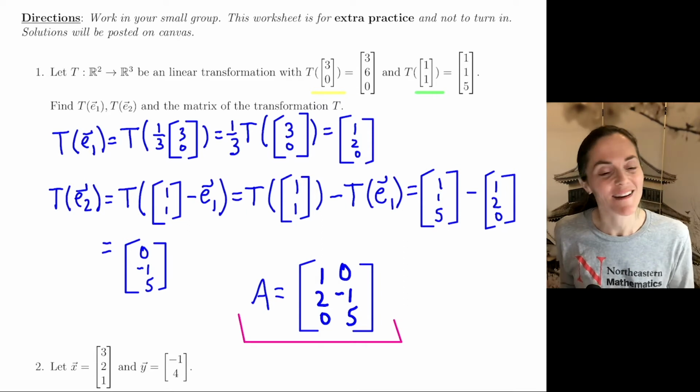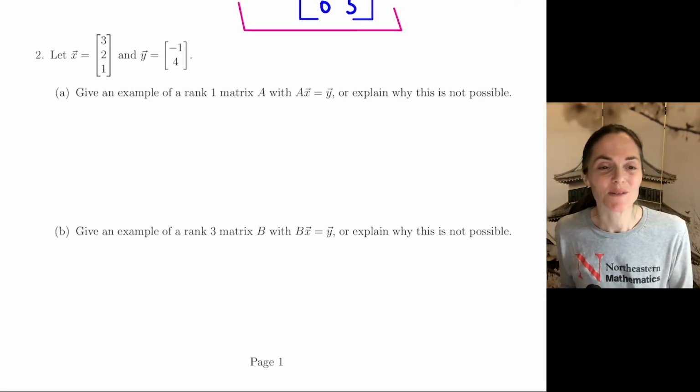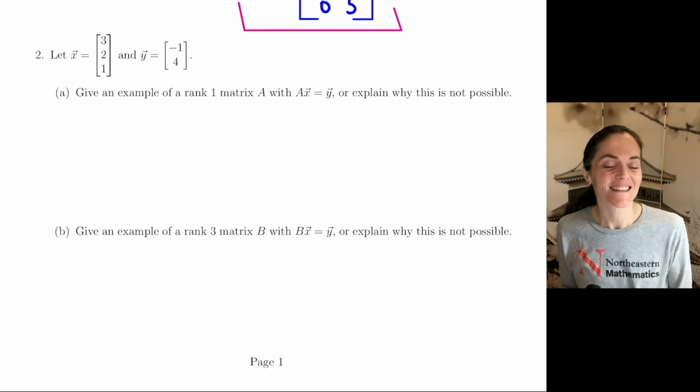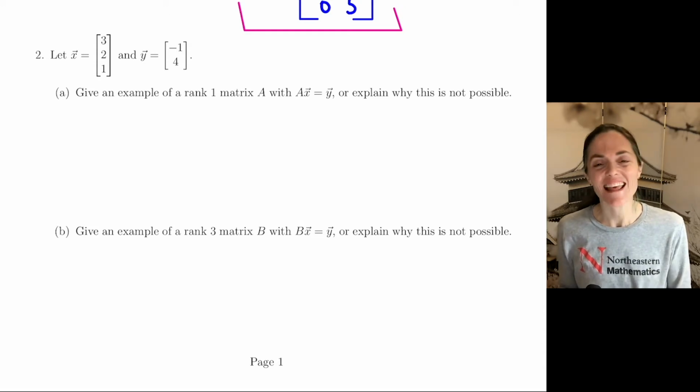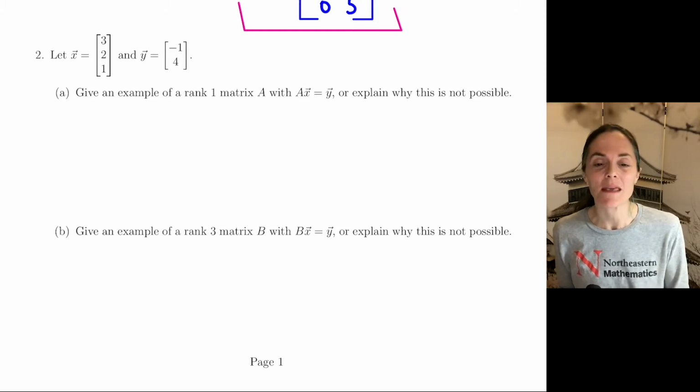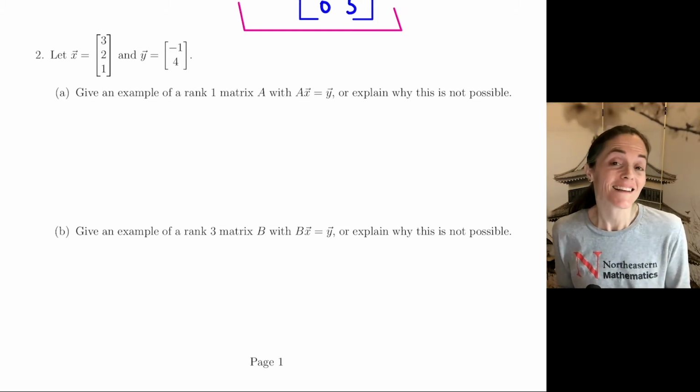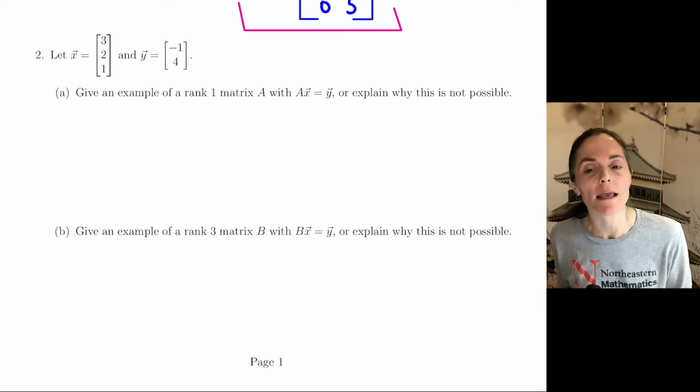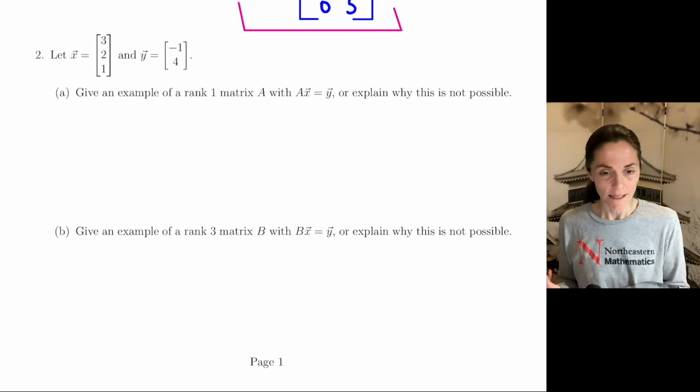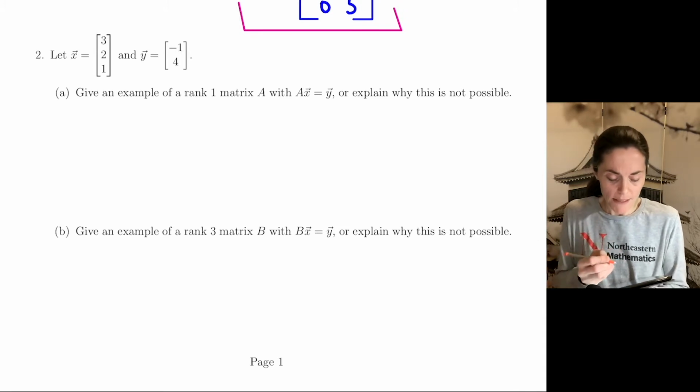That was number 1. Number 2, we're given vector X, which is in R3, vector Y, which is in R2, and we have two parts. We want to give an example of a rank 1 matrix A with AX equals Y, and an example of a rank 3 matrix B with BX equals Y, or in really both cases, explain why it's not possible if it's not. So let's think first about the size.